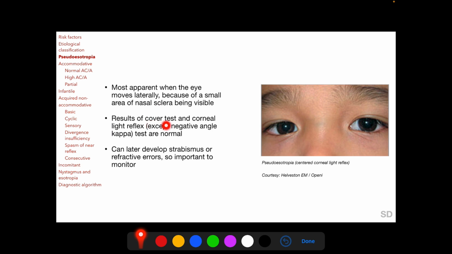But results of cover test and corneal light reflex test are normal in pseudoesotropia, demonstrating that the visual axes of the two eyes are aligned, except in patients with negative angle kappa, in which the corneal light reflex does not appear in the center of the pupil despite the two visual axes being aligned. Pseudoesotropic patients can later develop strabismus or refractive errors, so it is important to monitor these patients long term.